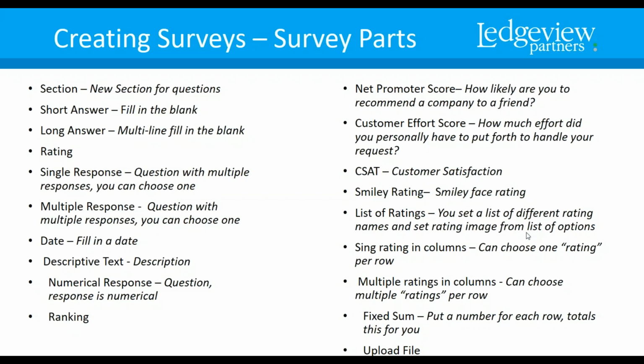List of ratings, this is a really cool one. You set a list of different rating names, and you can set a rating image from a list of options. Single rating in columns, you can choose one rating per row. Multiple ratings in columns, you can choose multiple ratings per row. Fixed sum, you put a number for each row, and then it totals it up for you. And then upload file, it gives your users, your customers, the ability to upload a file.